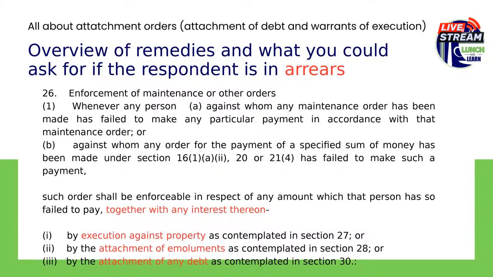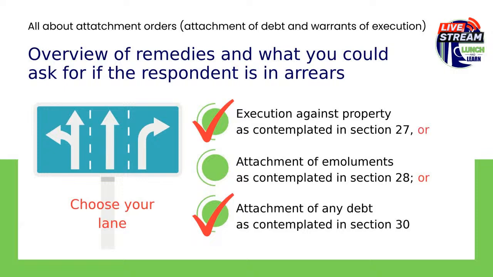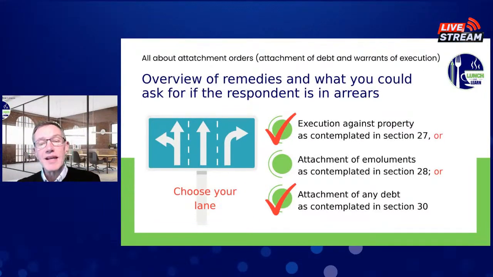These are the three options that you would have available if the respondent is in arrears. One needs to take cognizance that the Act is very clear that only one of these methods could be used. So you could either apply for a warrant of execution against property, or you could apply for a garnishee or emolument attachment order where they attach the salary of the respondent, or you can ask for an attachment of debt as contemplated in terms of Section 30. You cannot use all three of those. You have to choose the one that is most applicable to your situation. You cannot choose all three.